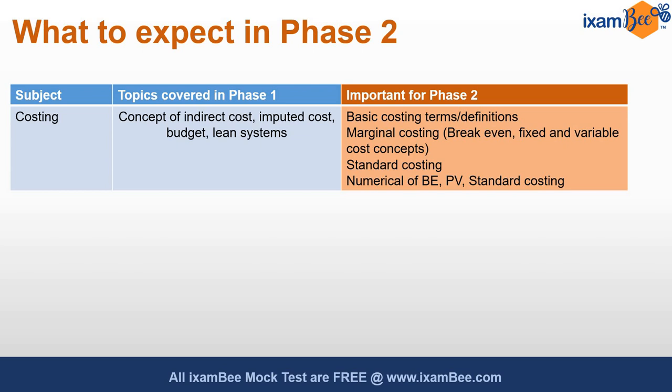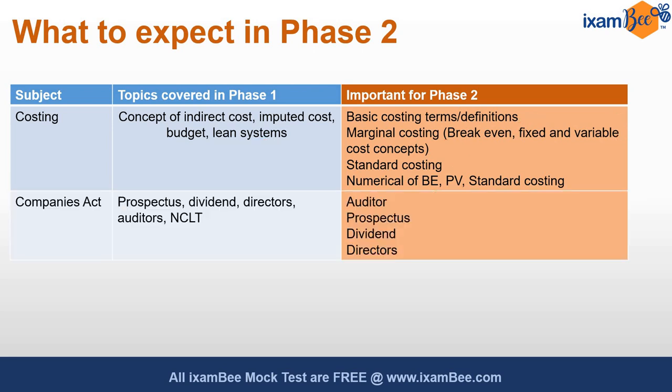In costing, the concepts actually covered in phase 1, I would say they were not really covering too much on costing. A lot of focus was there on lean systems. In phase 2, we can expect proper costing being asked, including costing-related terms, marginal costing, standard costing, and some numericals on standard costing, break-even analysis, and PV concept.